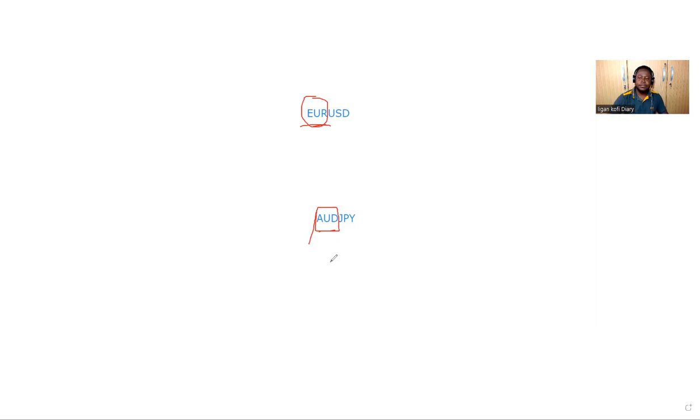The same way when you hear Euro USD is a bullish trend, because these are terms. When you hear bullish, it means it's on a buy trend. If you hear the word bearish, it means it's on a sell trend. Uptrend, downtrend, I think you understand these terms already.